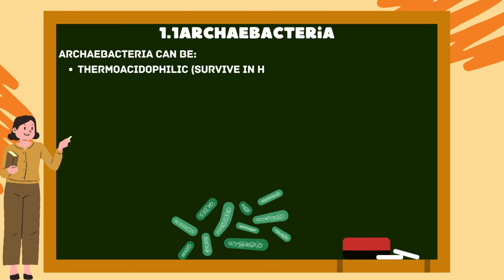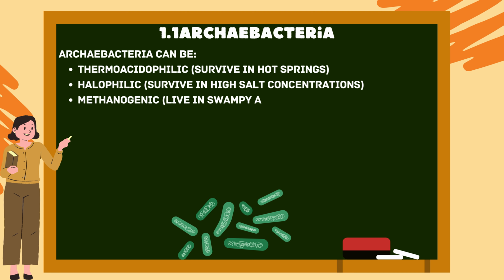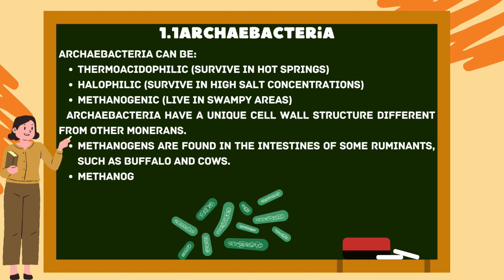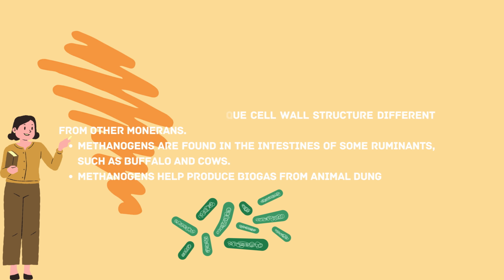Archaeobacteria can be thermoacidophilic, halophilic and methanogenic. Their cell wall structure differs from other Monerans. Methanogens are found in the intestines of some ruminants such as buffalo and cows, and help to produce biogas from animal dung.